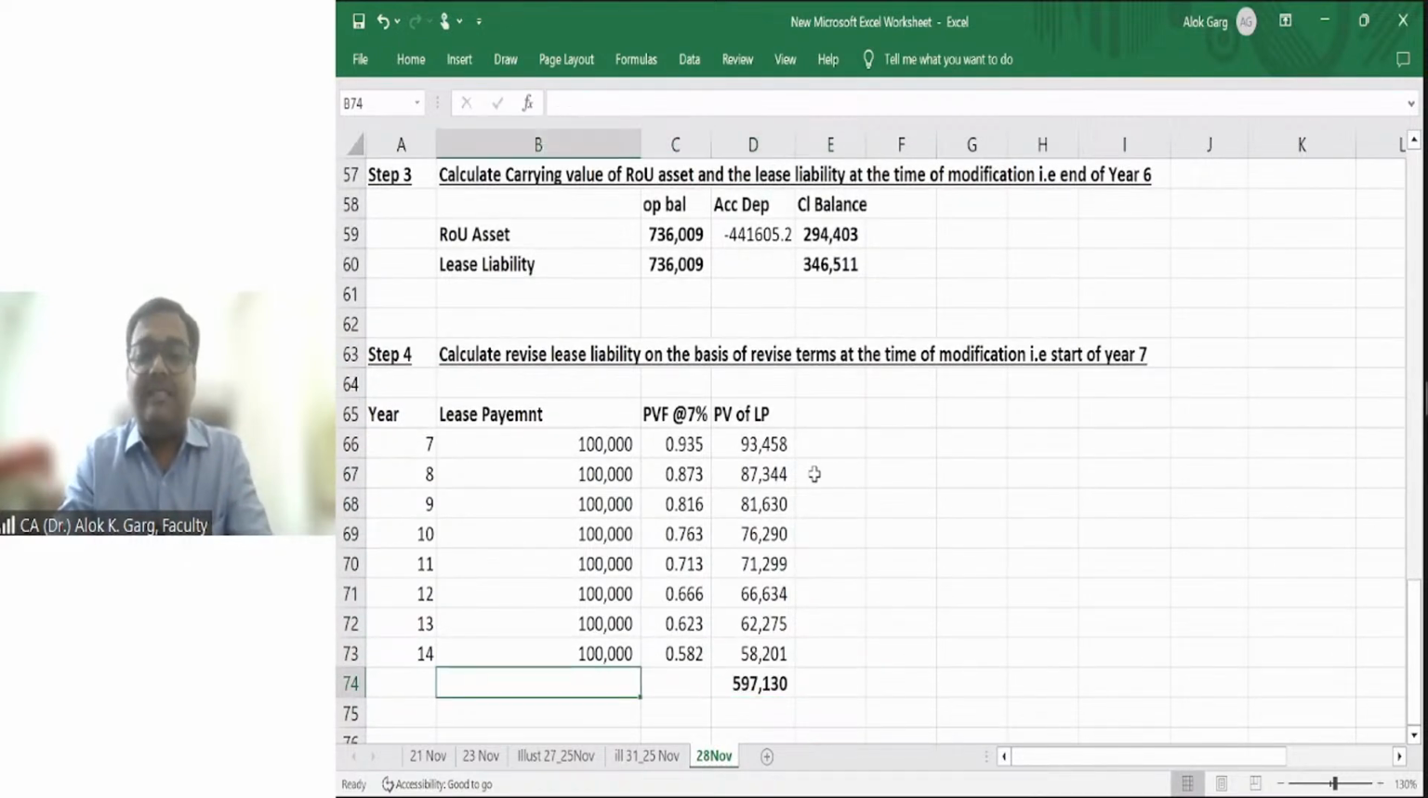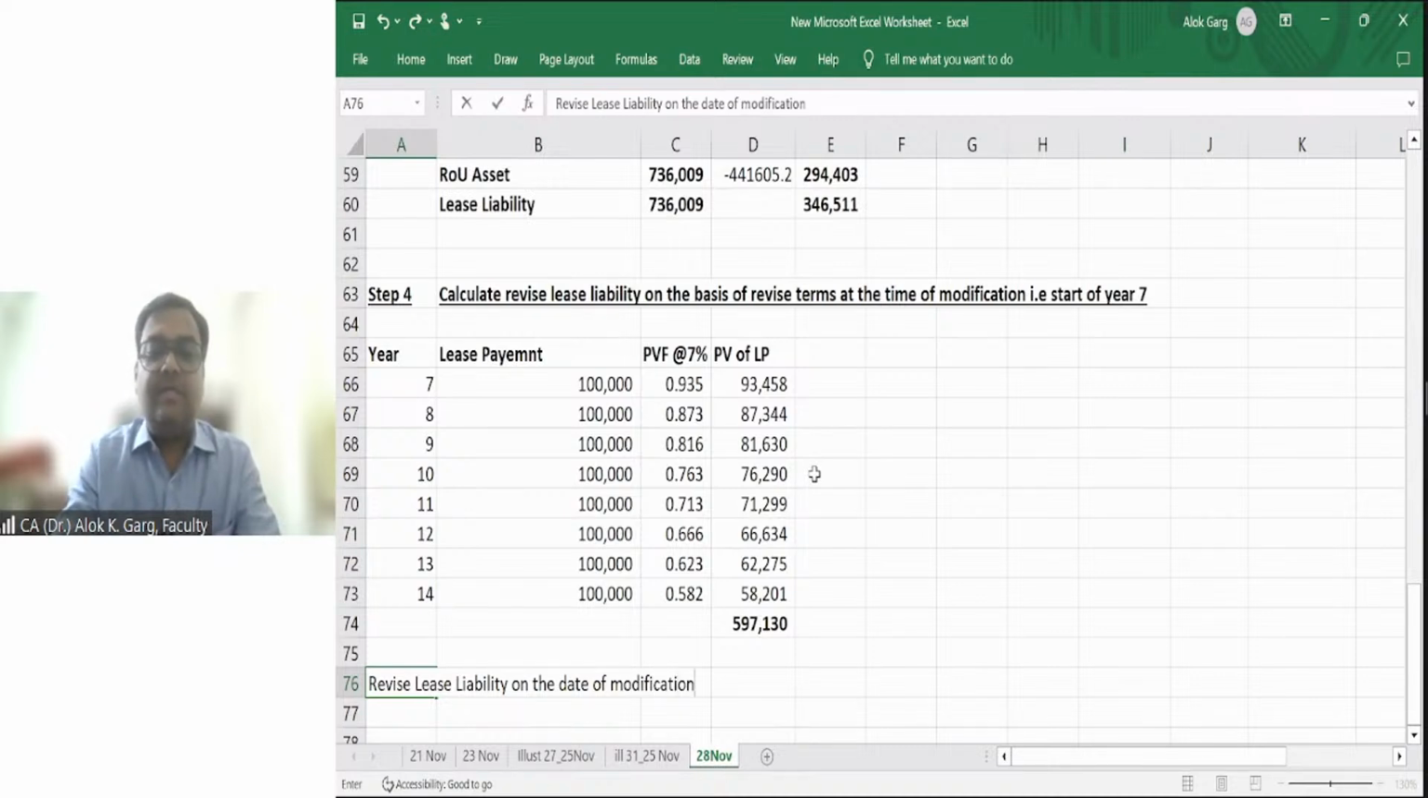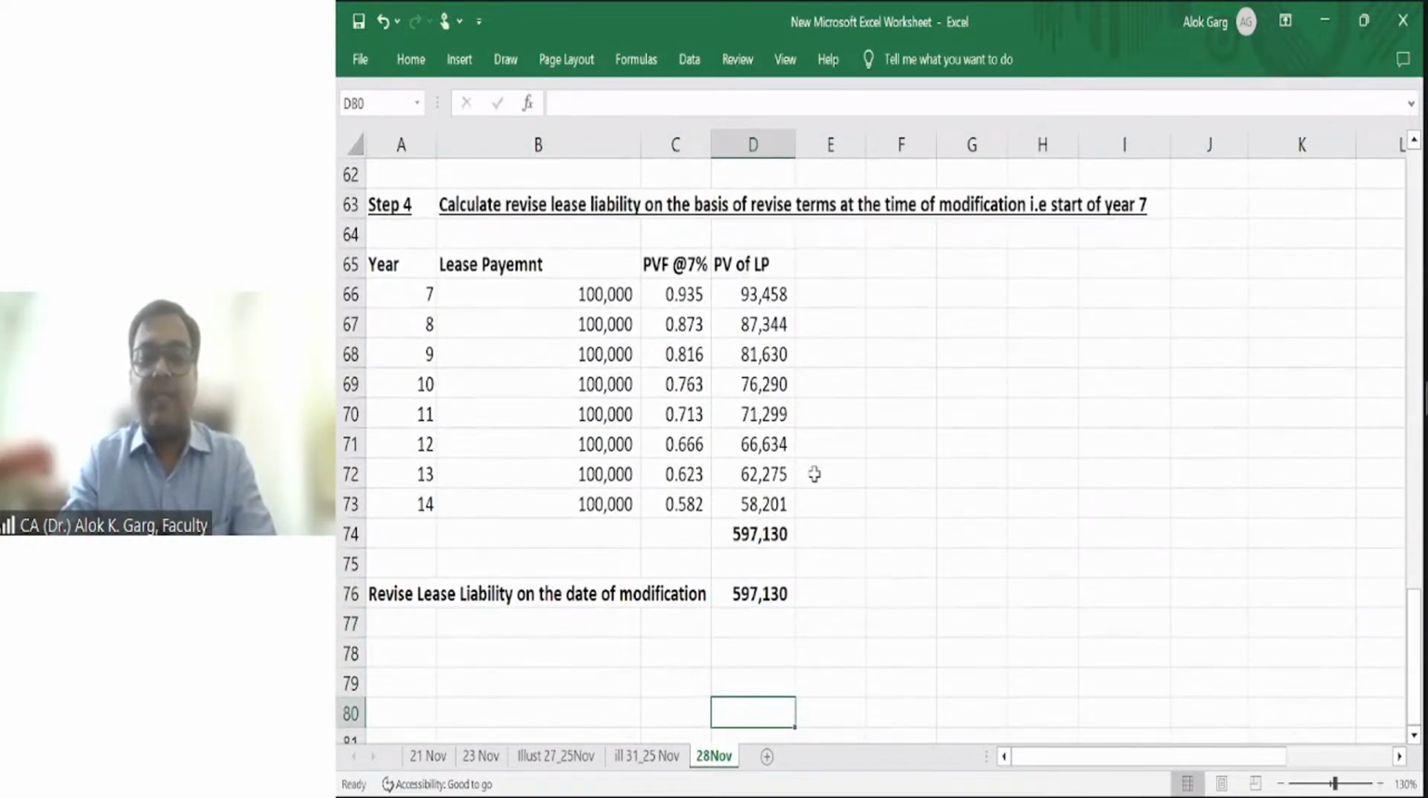What is my revised lease liability? It is 597130. My revised lease liability on the date of modification is how much? It is 597130. Okay. Now, what is my step number 5?